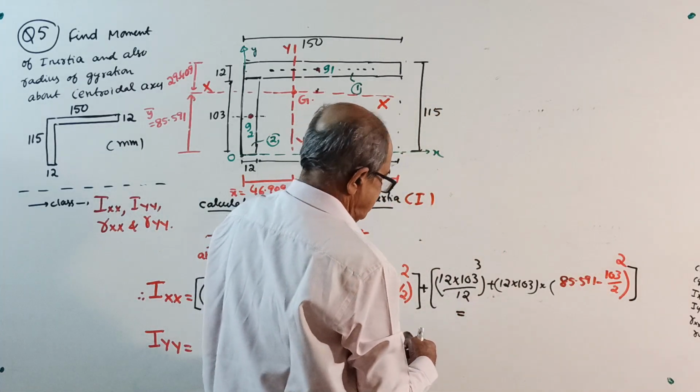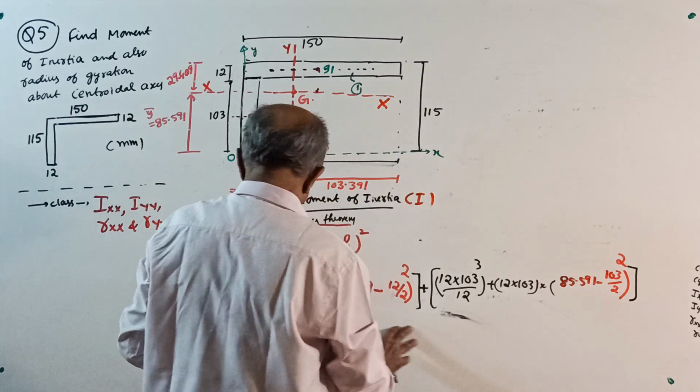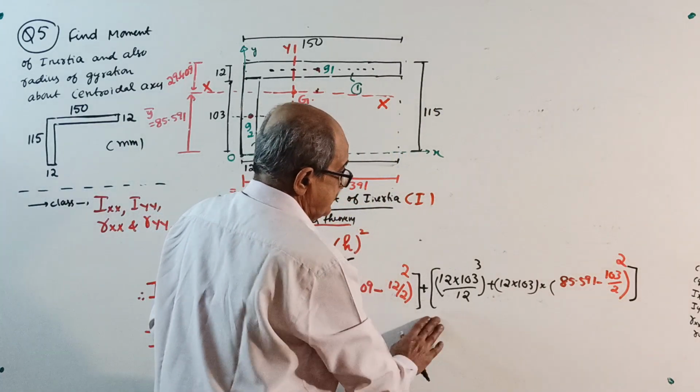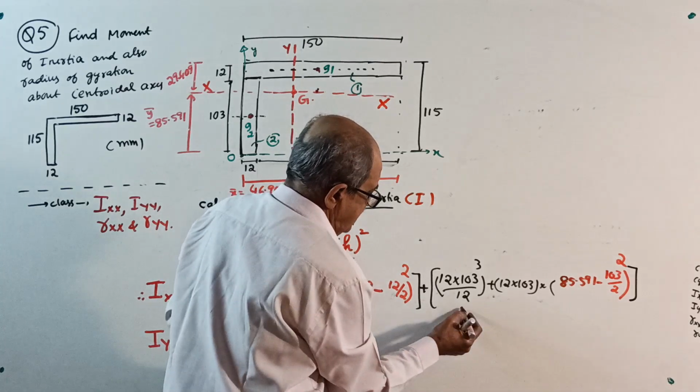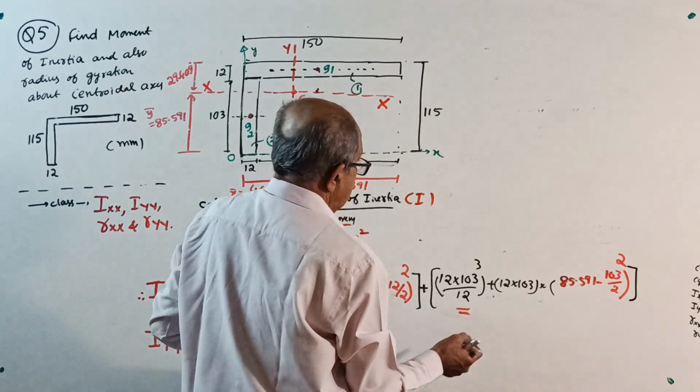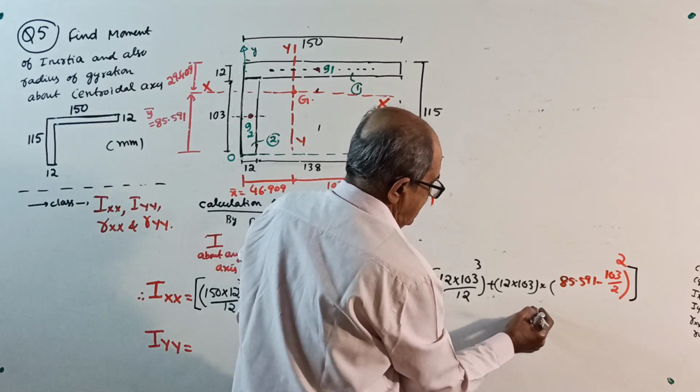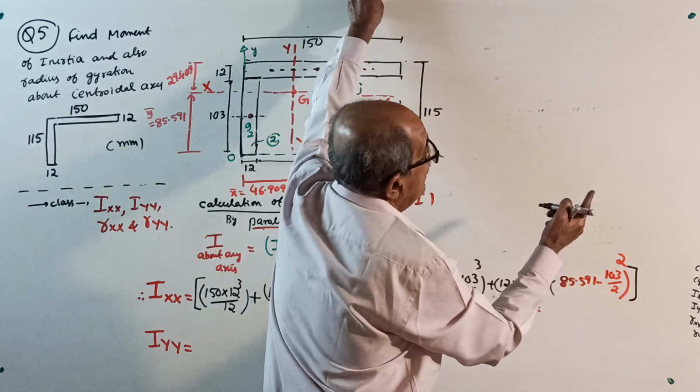Calculate, and your IXX will come. Everything is over now. Calculate IXX. Total answer equal to, I write here the answer. Okay, equal to, I already noted there, IXX.